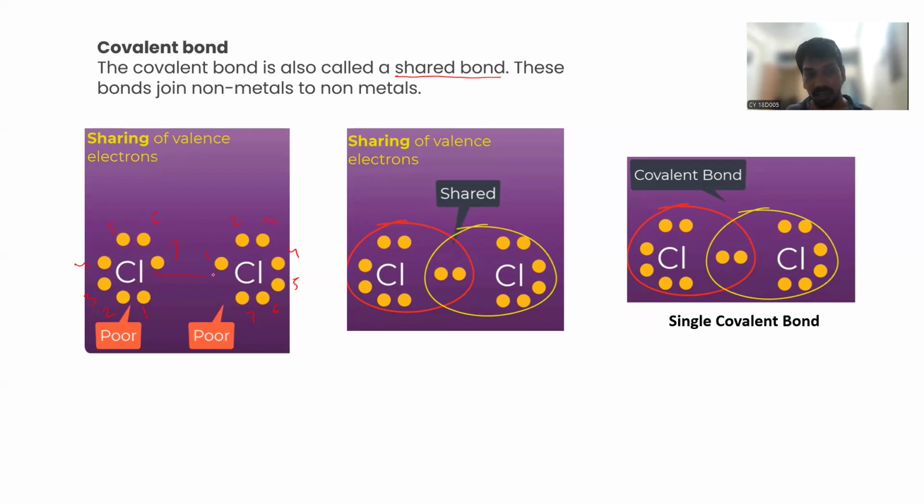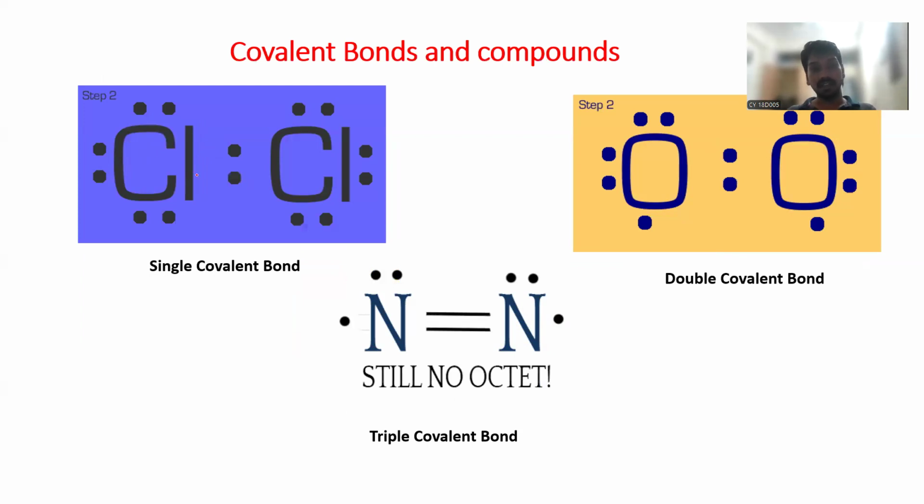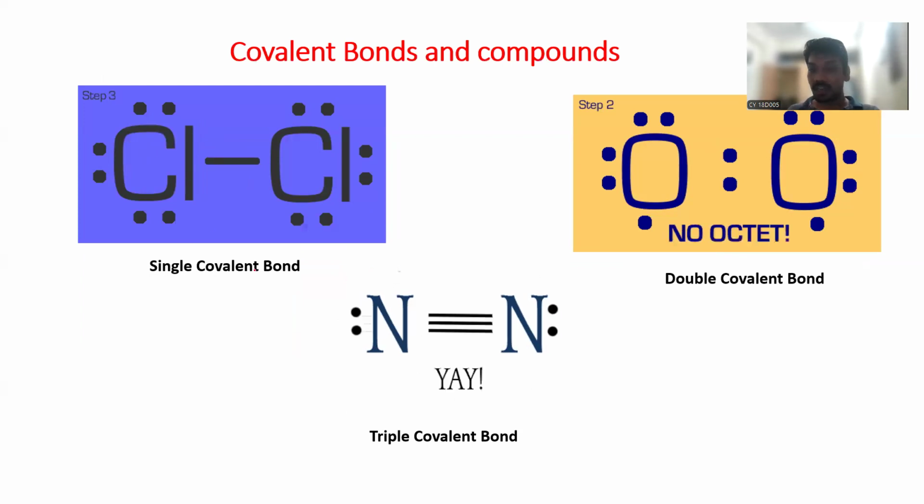So they will share one electron, so that the octet will be complete. Here you can see 1, 2, 3, 4, 5, 6, 7, 8. For this chlorine, the octet is complete. Similarly, 1, 2, 3, 4, 5, 6, 7, 8. The octet is complete here also. So the electron pair is shared, and this shared electron pair is known as the covalent bond. This is a single covalent bond, which I will cover in the next slide. Here you can see that for this chlorine, there is a single bond.